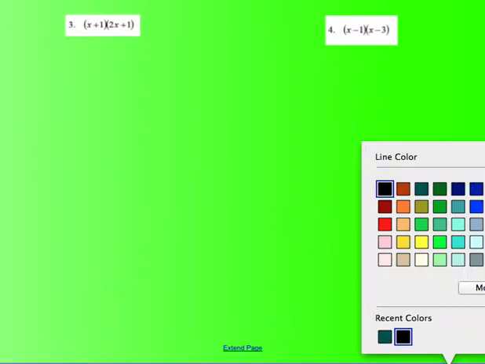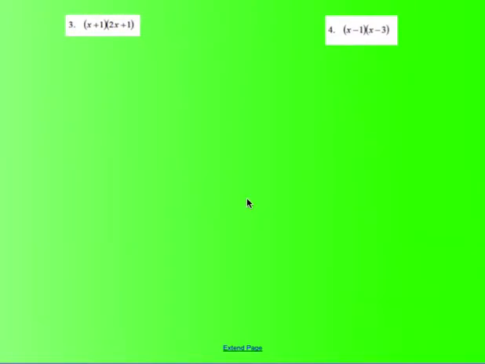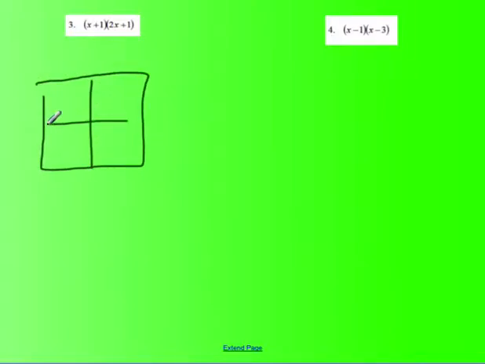Next, let's take a look at number 3. Now, I typically do these using the box method. If you want to use FOIL, feel free to go ahead and use FOIL yourself. So then I'm going to do x plus 1 going down this way and 2x plus 1 going across this way. Well, x times 2x, x to the first times x to the first is 2x squared. Okay, x times 1 is just going to be 1x, so I'm just going to write that out as x.